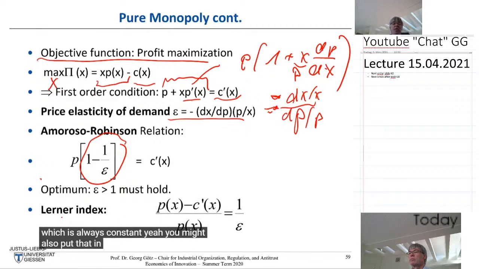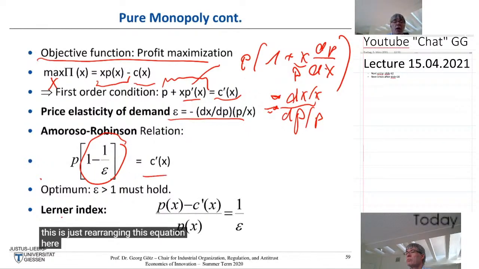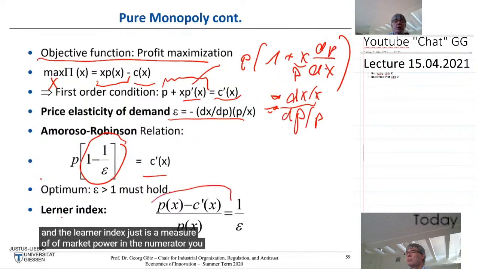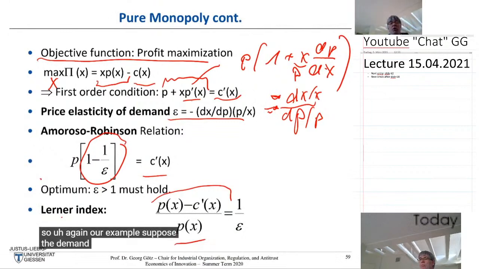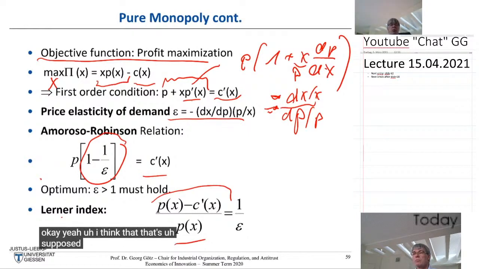Yeah, you might also put that in terms of the Lerner index. This is just rearranging this equation here. And the Lerner index just is a measure of market power. In the numerator, you have price minus operating cost. So this is, in a sense, operating margin, or the operating profit divided by P. So it's the operating margin. So again, in our example, suppose the demand elasticity is 2. So you would get that half of the price is profit, in a sense, okay? Yeah, I think that's supposed to be it.